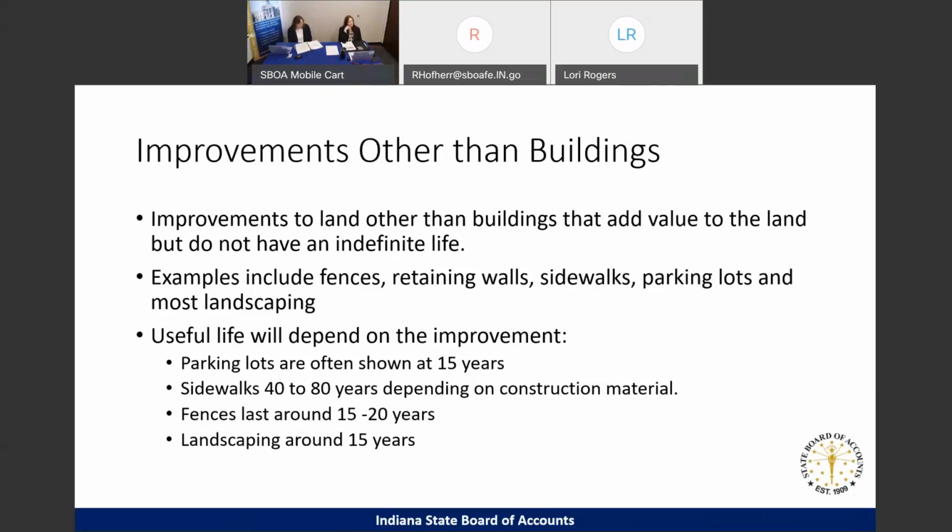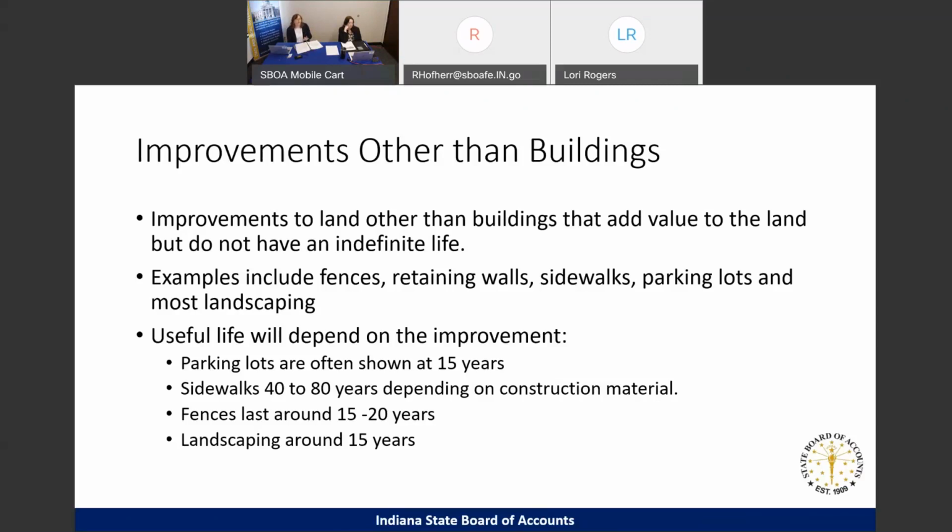Landscape is usually set around 15 years. I mean, trees can last a long time, but one bad storm or a tornado can take them out. So the average seems to be about 15 years. And again, these are just guidelines. These are not absolutes. Do not go back and think that your capital asset useful life has to follow this listing. These are just guidelines.